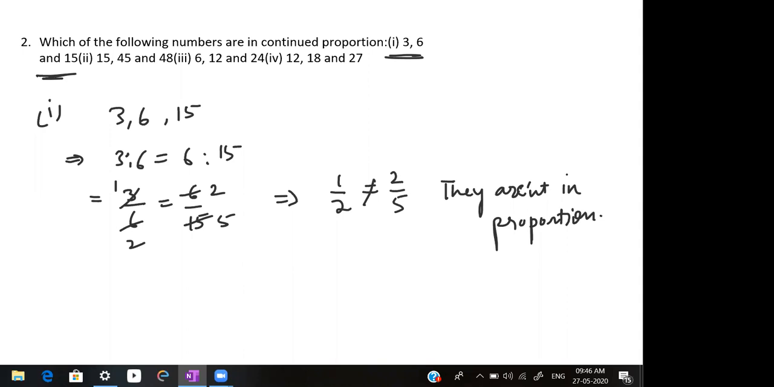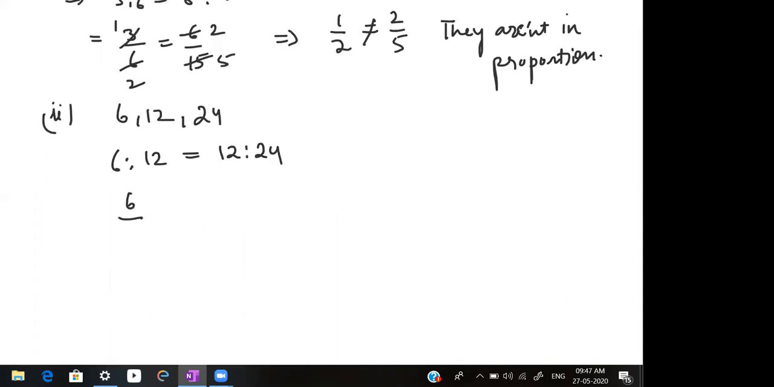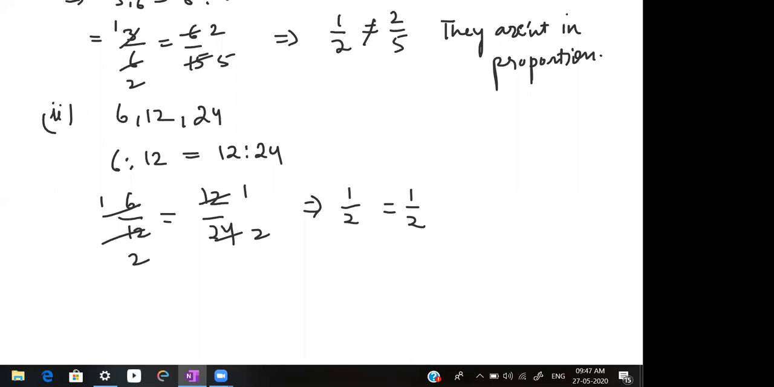Very good, Rukaiya. Second part, let us do 6, 12, 24. So now let us check if they are in continued proportion or not. So we will write 6 ratio 12 is equal to 12 ratio 24. So we will write 6 upon 12 is equal to 12 upon 24. Now reduce them. 6 ones are 6, 6 twos are 12, 12 ones are 12, 12 twos are 24. So we have got 1 upon 2 is equal to 1 upon 2.